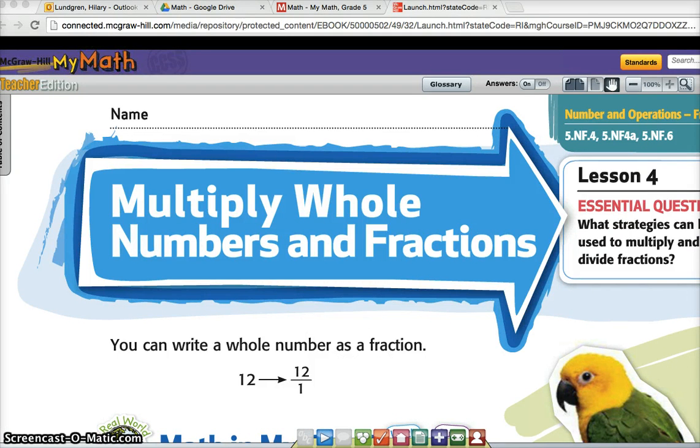Hi boys and girls, in today's lesson you will learn how to multiply whole numbers and fractions. Yesterday we began learning about multiplying whole numbers and fractions using bar models, and today we will focus our attention just on how to solve problems like this using the mathematical way of multiplication.